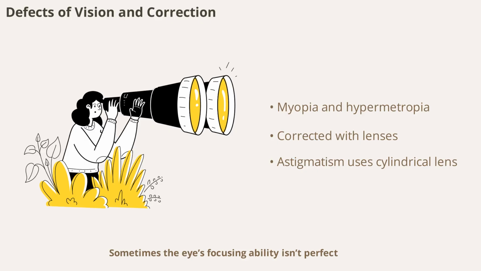Sometimes the eye's focusing ability isn't perfect, leading to vision defects like myopia (short-sightedness), hypermetropia (long-sightedness), and astigmatism. These issues can be corrected using lenses: concave for myopia, convex for hypermetropia, and cylindrical for astigmatism. Understanding these defects and their corrections is vital for eye care and the development of corrective eyewear.